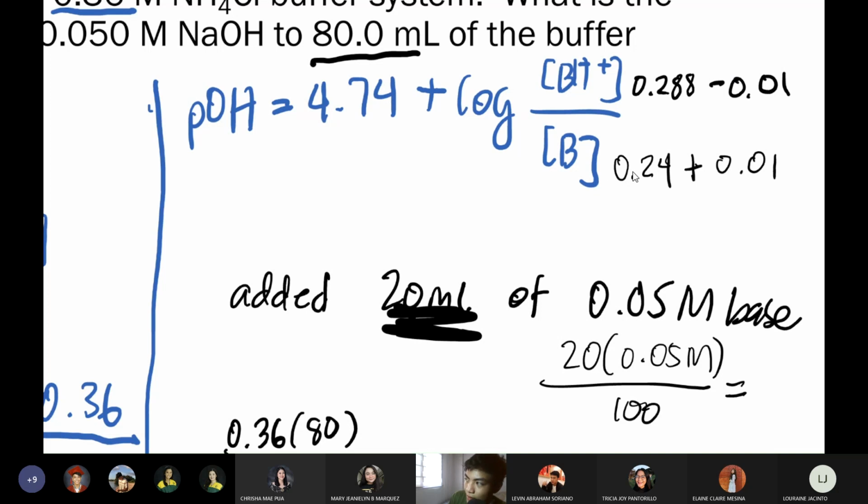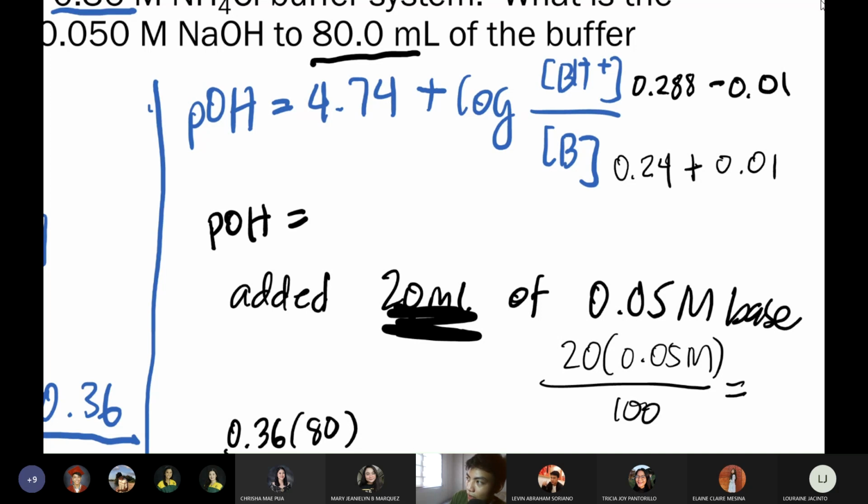So gagawin nyo, basically i-adjust nyo ito, pati ito. I-adjust mo lang yung kanilang concentrations. And then, yung molarity ng dinagdag mong solution, plus yan for the base, minus for the conjugate acid. No? Kasi base itong dinagdag mo. So, plus dito sa baba, minus sa taas. Same number lang.